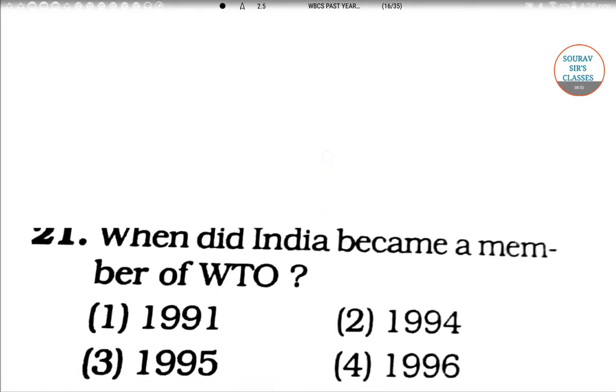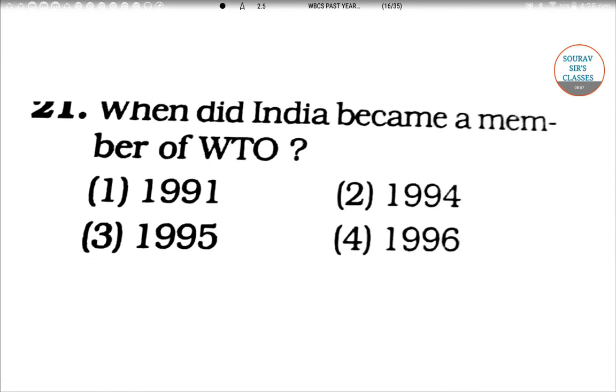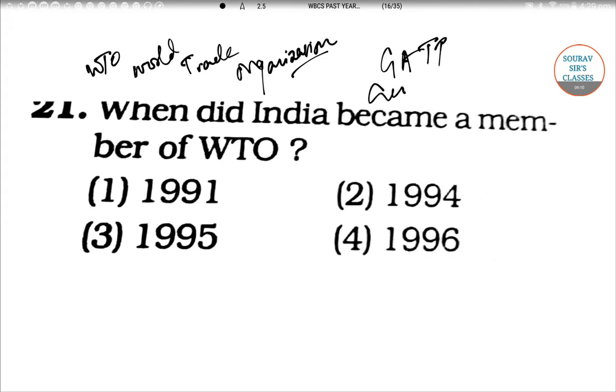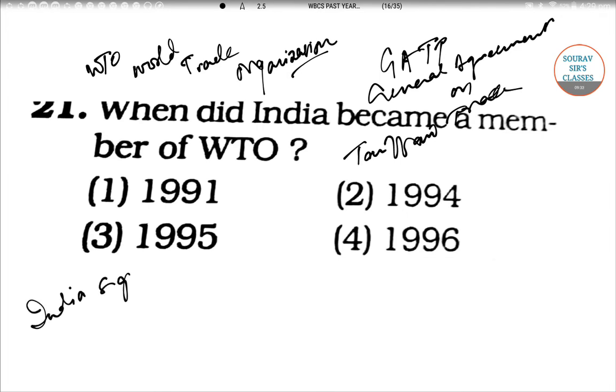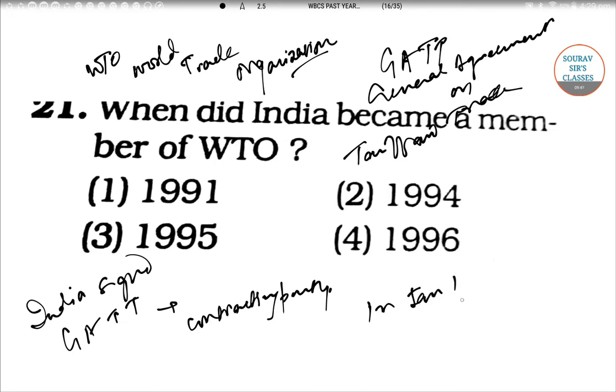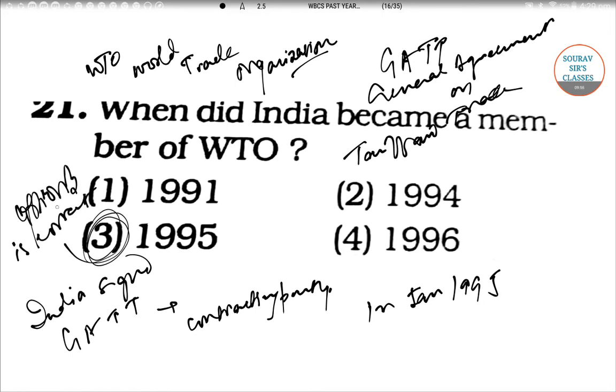When did India become a member of WTO? WTO is the World Trade Organization. It was established after the closure of the GATT, that is General Agreement on Tariff and Trade. GATT was established in 1947 as an organization overseeing the multilateral trading system. India had signed the GATT as a contracting party, and became a member of WTO in January 1995. The correct option to this question will be option number 3, that is 1995. So we can write option 3 is correct. Let's move to next question.